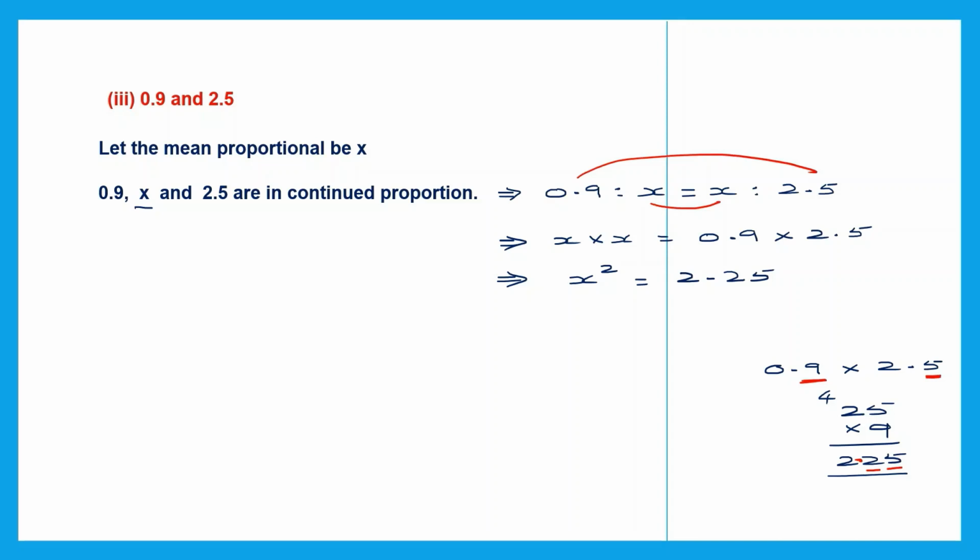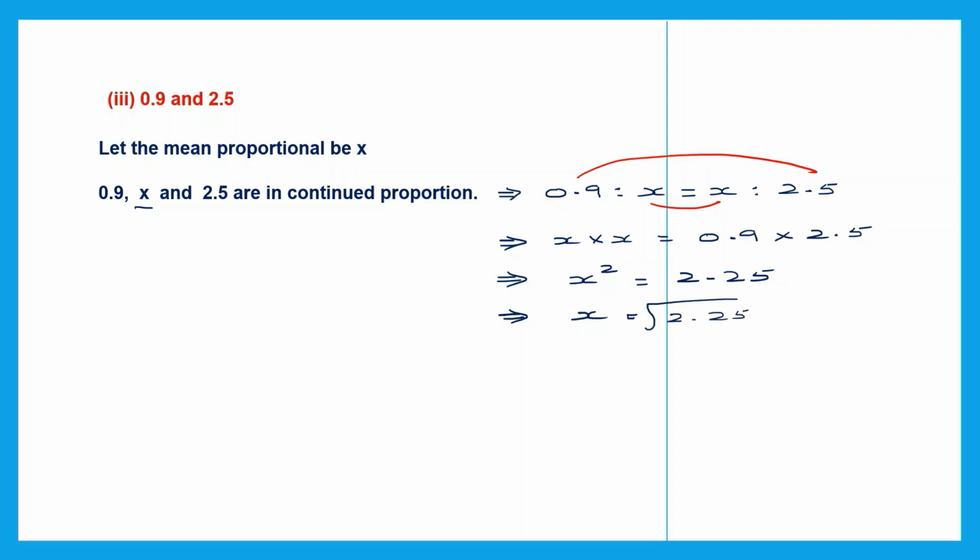2.25. So x square is 2.25. That means x will be equal to the square root of 2.25. So this is how we write square root. Now to find the square root of 2.25, we're going to first put it in the form of a fraction. That means we're going to say that x is equal to the square root of, now 2.25, I'm going to remove the point and write 225. Like I said, I'm going to put it in the form of a fraction.